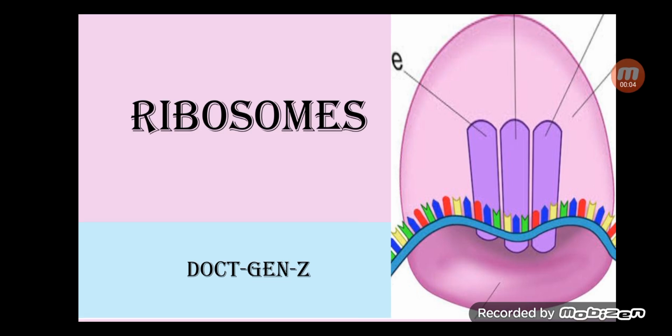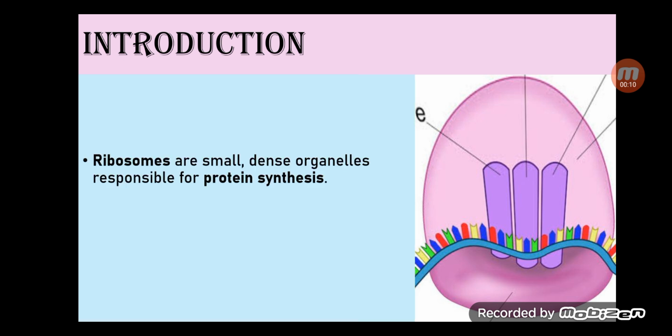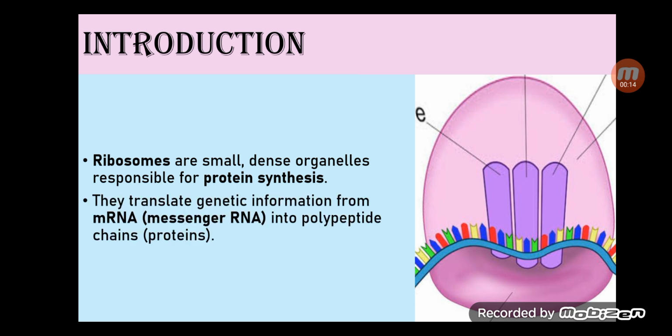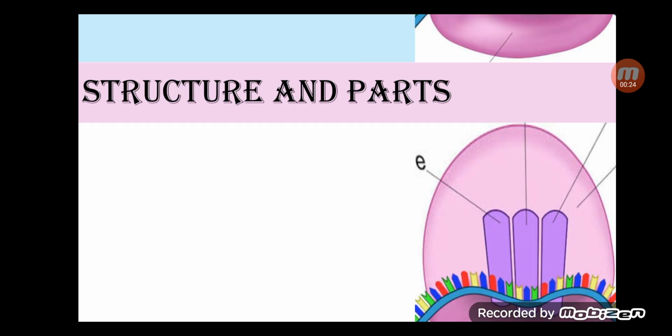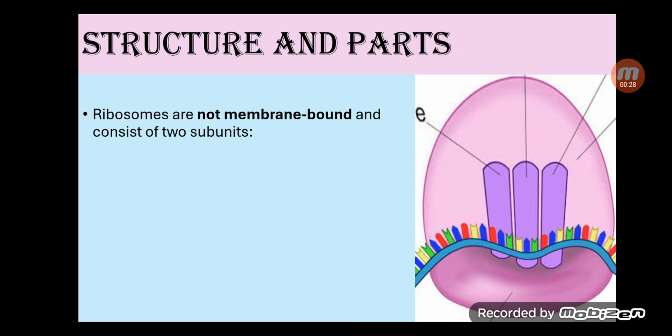Today we are going to talk about ribosomes. So let's start our topic with introduction. Ribosomes are small, dense organelles responsible for protein synthesis. They translate genetic information from mRNA, that is also called messenger RNA, into polypeptide chain, that is also called protein. Now let's talk about structures and parts of ribosomes.